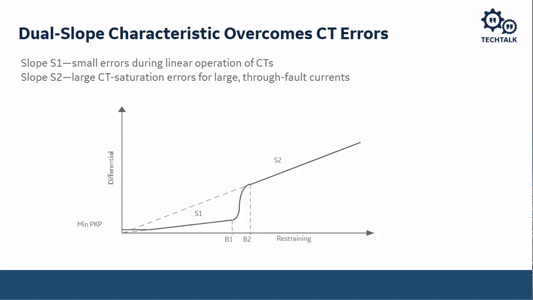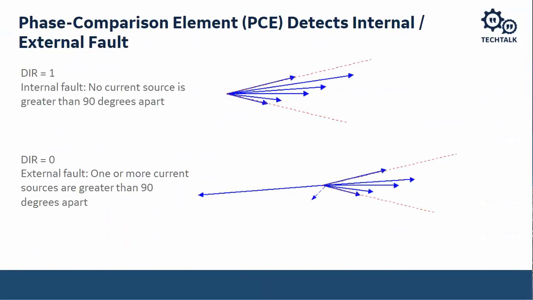For security, we have a phase comparison element, and this is going to detect internal versus external faults. For an internal fault, all the currents are going into the bus. They're all going to be in the same direction. So we have a 90-degree window that says if all the current phasors are within this 90-degree window, we have an internal fault. So we set our direction flag as 1.